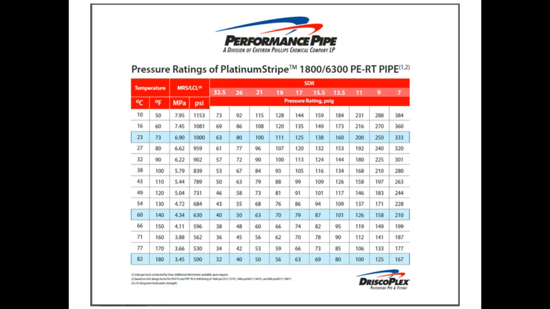This chart shows the pressure ratings of PlatinumStripe 1800 series PERT pipe. This chart is very useful because it provides the pressure ratings for all of the standard dimension ratios for our PlatinumStripe 1800 PERT for every 10 degree increment from 50 degrees to 180 degrees Fahrenheit. This chart, along with our other PERT literature, can be found in our industrial and oil and gas gathering submittal tabs.